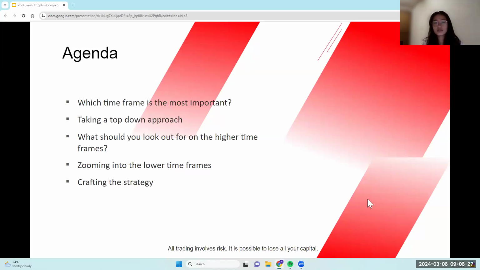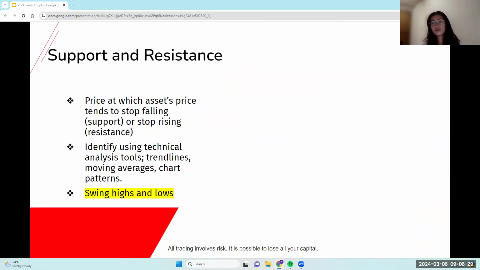Okay, let's get started. So firstly, before we get into everything, we're just going to do a really quick recap on the basics of trading. Firstly, we'll look at support and resistance. It's basically the price at which an asset's price tends to stop falling, which would be your support, or stop rising, which would be your resistance.